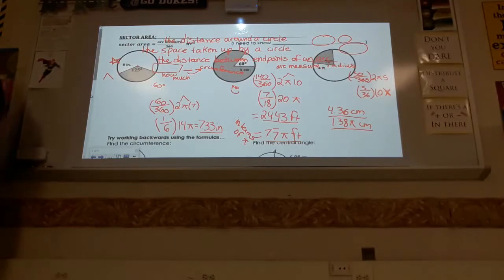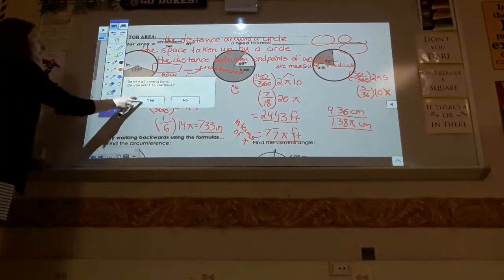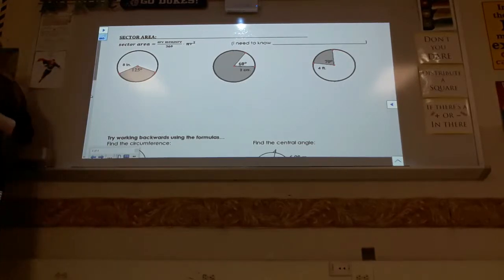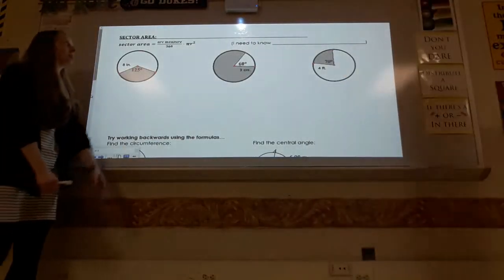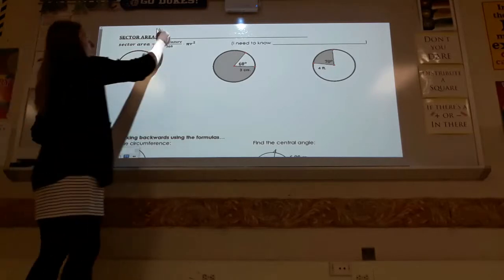We're going to go on to our last formula for today, which is sector area. So we know about the area of a circle, right? The area of a circle is pi r squared. We just talked about it, we didn't do any examples because I'm sure you've seen that before. The area of a full circle is pi r squared. A sector area is finding the area of part of a circle.